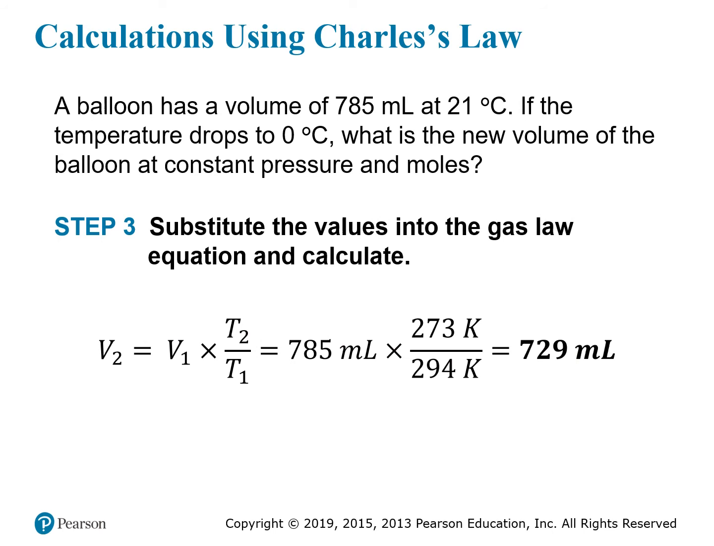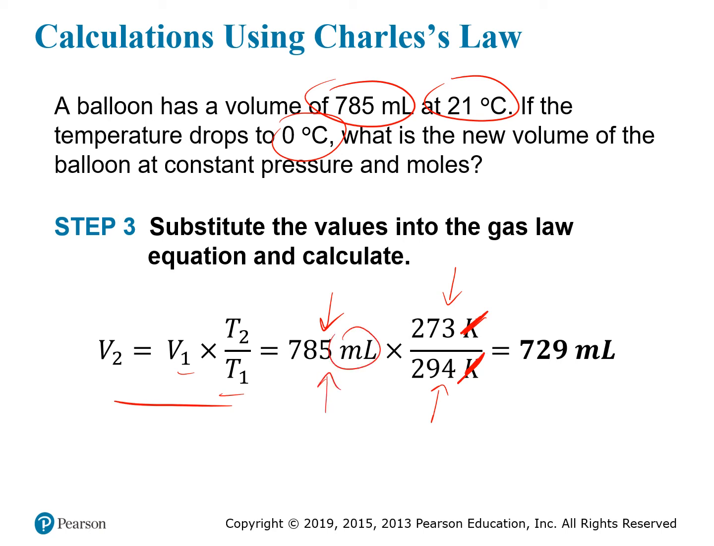Once we have the expression for V2, all that's left is to enter in the values that we need. So V1 is 785 milliliters, directly from the problem. T1 is 21 degrees Celsius, but we converted that to Kelvin. We got 294. And T2 is now a lower temperature, 0 degrees Celsius. And when you add 273, obviously you get 273 K. And so the Kelvin units in the temperature cancel out, which will leave us a milliliter unit, since that's what this volume is given in. So you multiply all these together and you get 729 milliliters. And that's your answer.